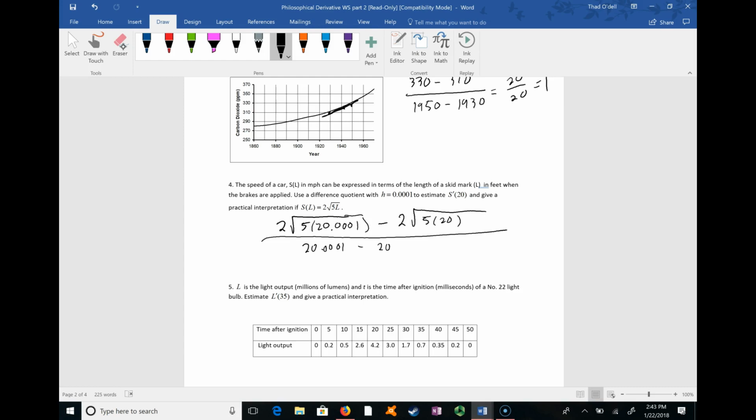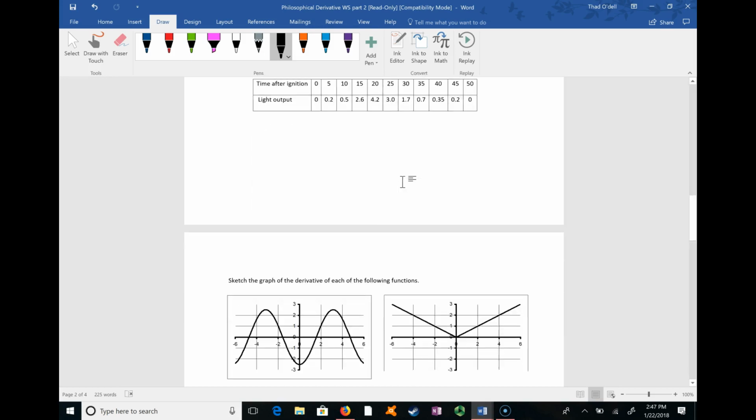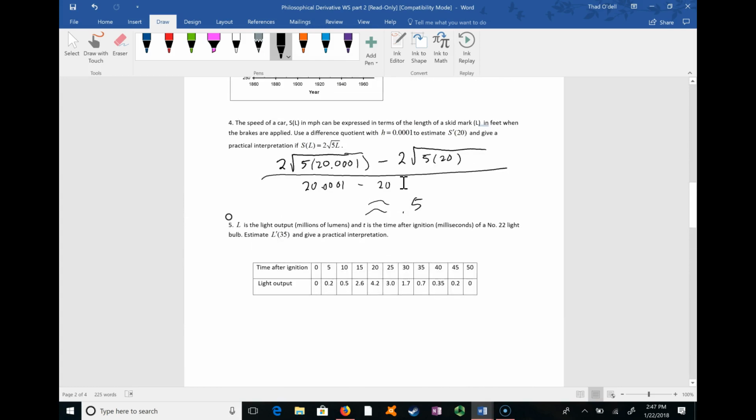And if we want to calculate that in your calculator, or off the top of your head if you have that ability, that would be approximately 0.5. I think it comes out to be 0.499999375 or something like that, but we'd round that off to 0.5. Okay, number 5 says, we got more. Oh yeah, we're not going to do those parts, just number 5.